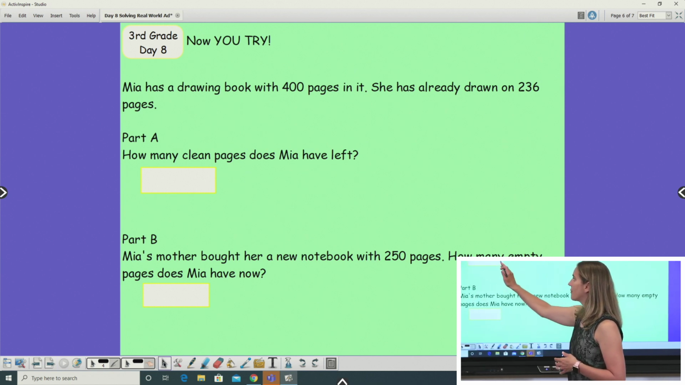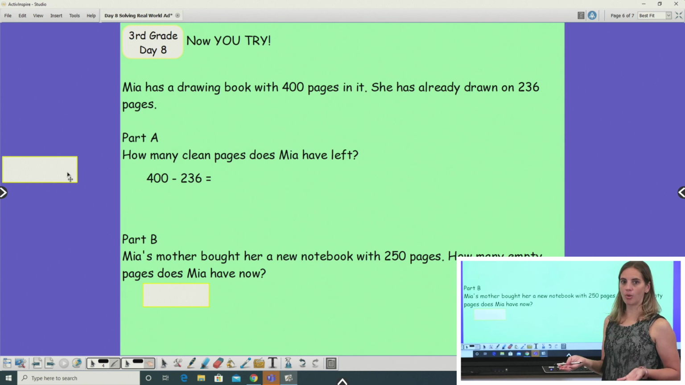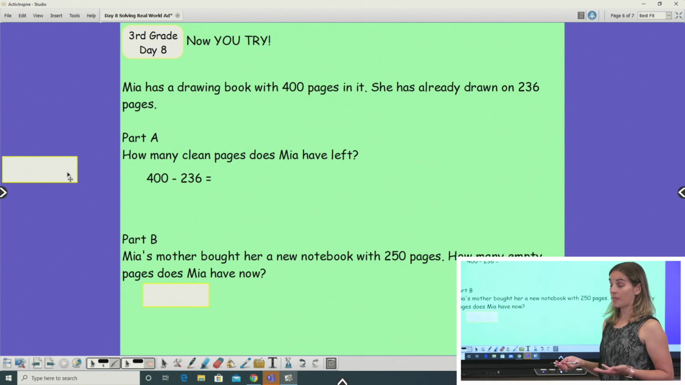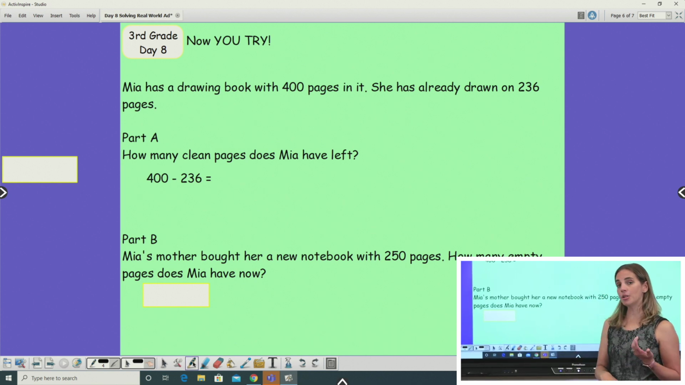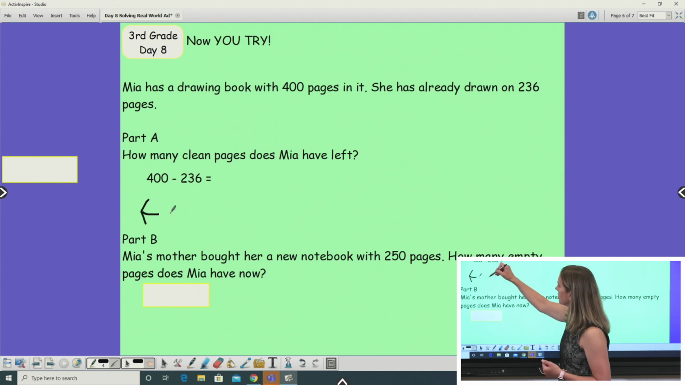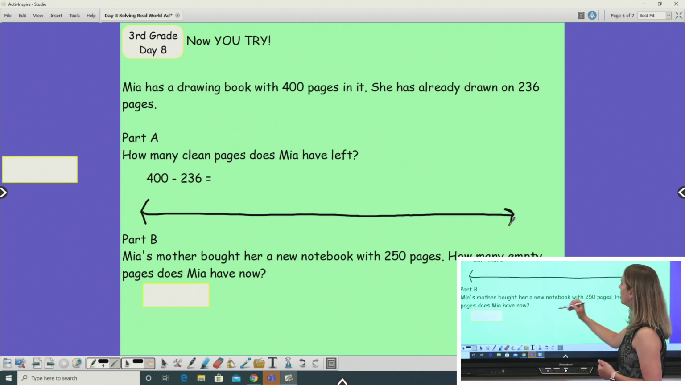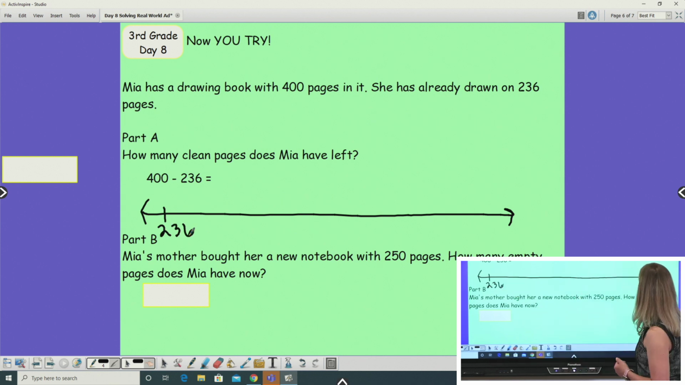So I'm hoping that the first problem you set up was 400 minus 236. If you did, give yourself a nice big pat on the back. If not, let's fix that now. I'm going to use an open number line to solve this one. So I'm going to start here, come all the way down. I'm going to start with 236. I'm going to end with 400.